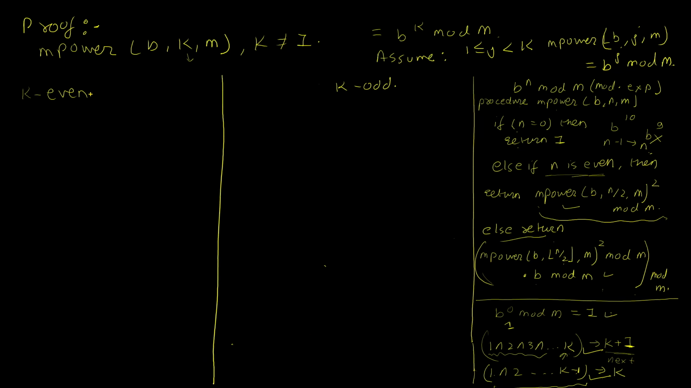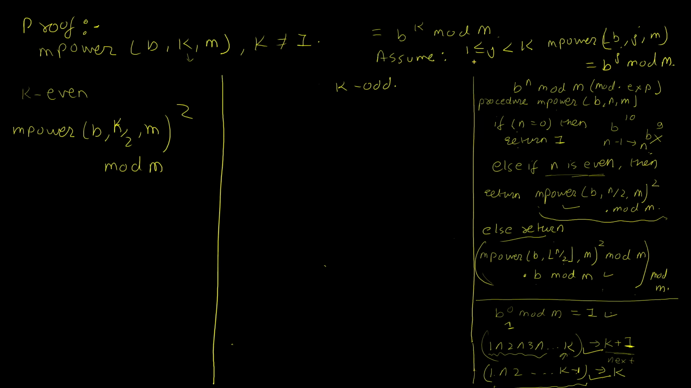So I'll start with this part. Whenever k is even, the function will return according to this statement. So it's going to return the mpower with b, n by 2 and m, square it, and then mod m. So this is what it is returning. As I can mention like last time, it is returning this from line number whatever. And here my input is k, so this will just be k by 2 instead of n by 2. Now what do I do next?